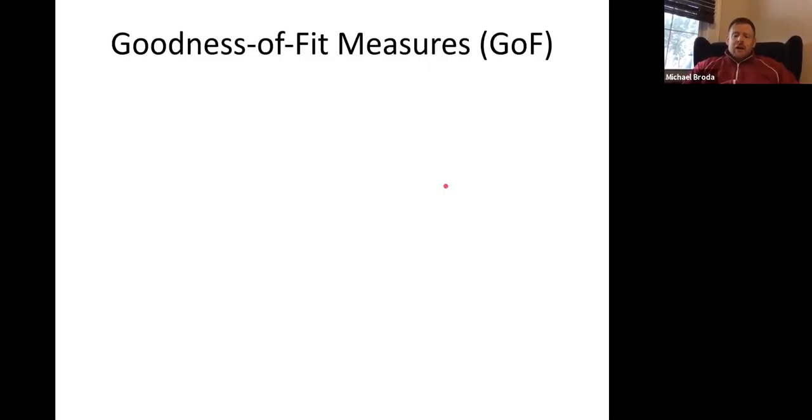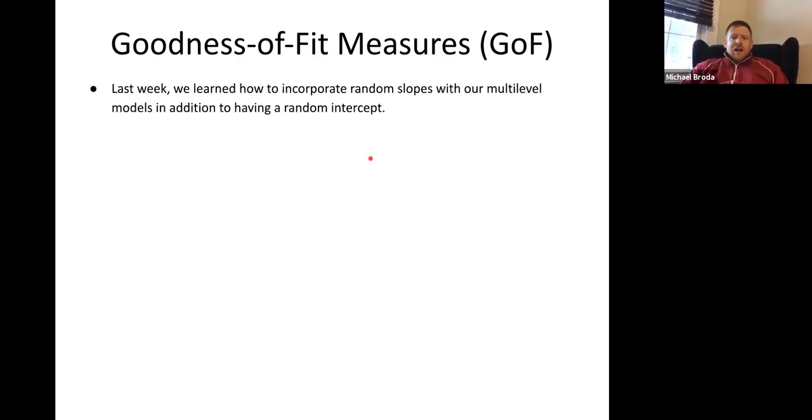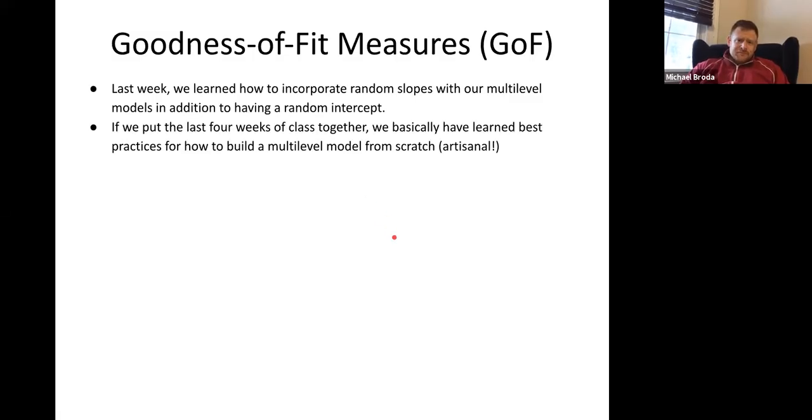Okay, so we're now going to talk about measures of goodness of fit. Goodness of fit is often abbreviated GOF, big G, little O, capital F. So we've used a lot of these before. We used these, for example, when we learned how to incorporate a random slope into our multi-level model. And we asked ourselves, does it improve the fit of the model to incorporate a random slope in addition to a random intercept?